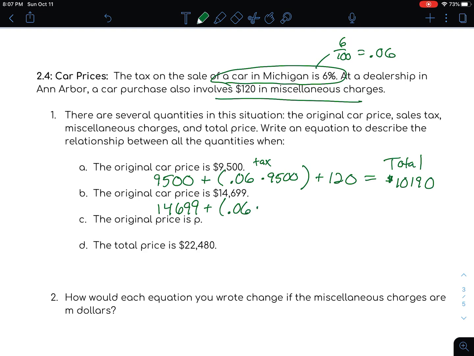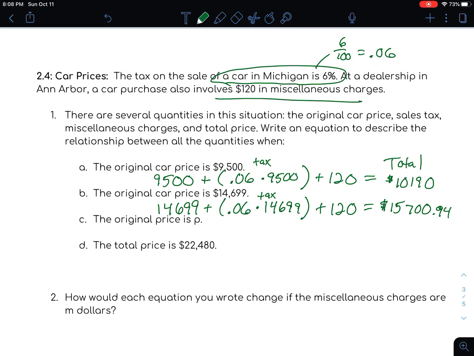$14,699. The tax percent is the same, but it's 6% of a bigger number. So we know how that works with the percent. We know our tax is actually going to be more with this car because 6% of 14,699 is a bigger number than 6% of 9,500. But the miscellaneous charges are still the same, 120. So if you punch that into your calculator, we get a total of $15,700.94.